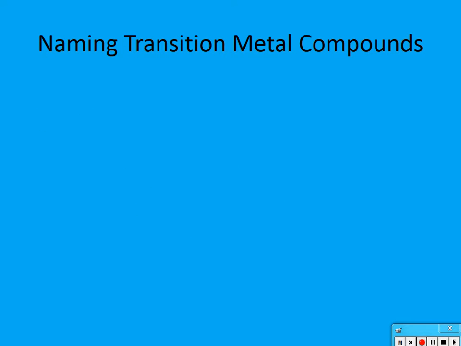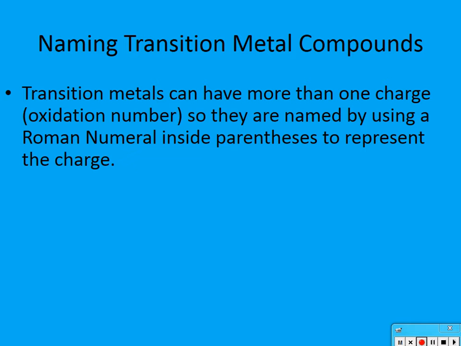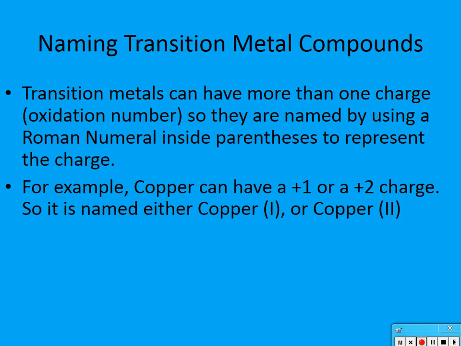Okay, now let's move into something that's a little more complicated, but I think we'll still remember it from last year. Naming transition metal compounds. Transition metals can have more than 1 charge, so it gets a little more complicated. They are named by using Roman numerals inside parentheses to represent the charge. For example, copper, a transition metal, can have either a +1 or a +2 charge. So its name is either copper(I) or copper(II). Notice, if it's copper(I), it has a +1 charge. If it's copper(II), it's got a +2 charge.